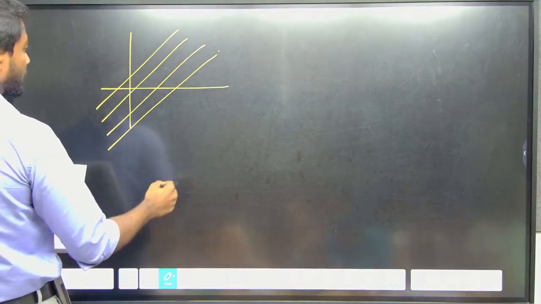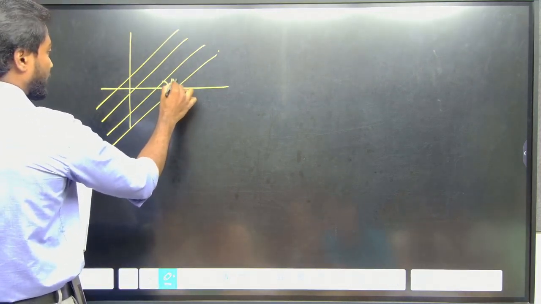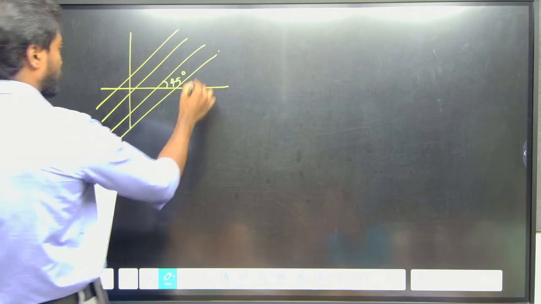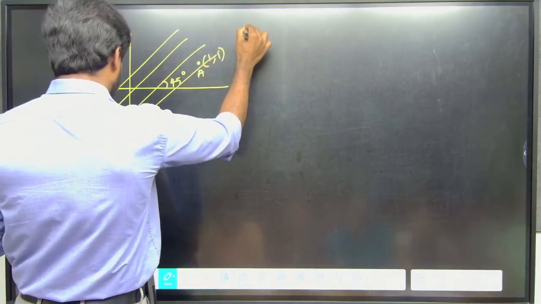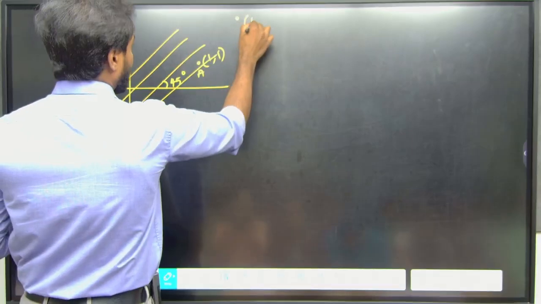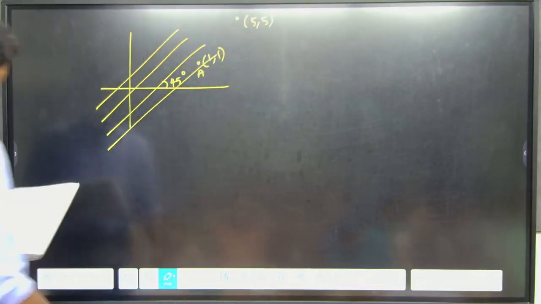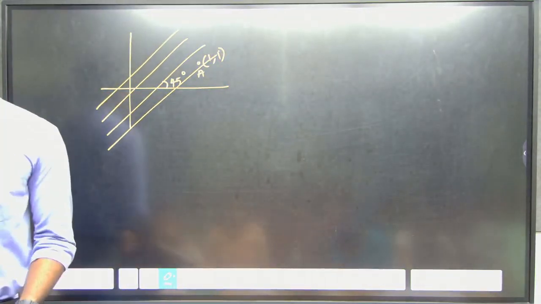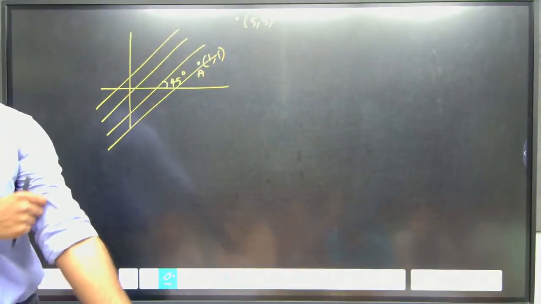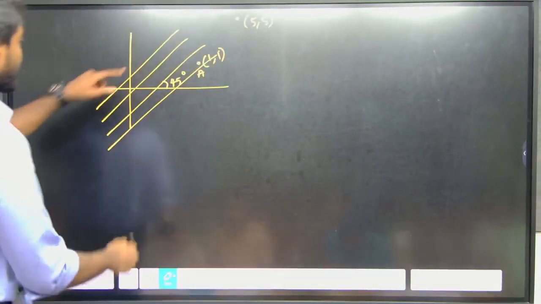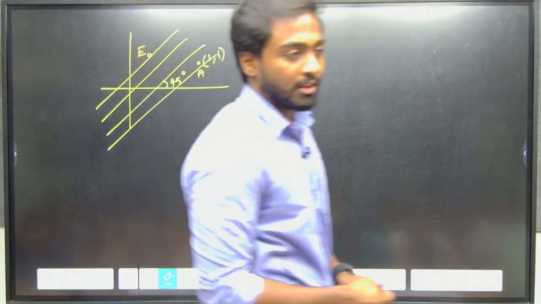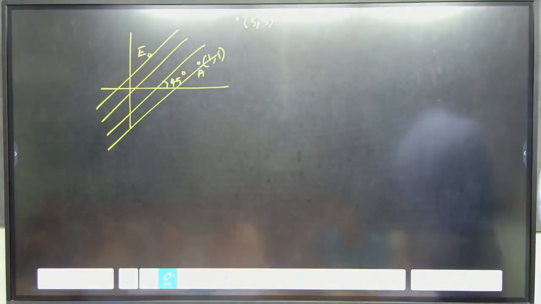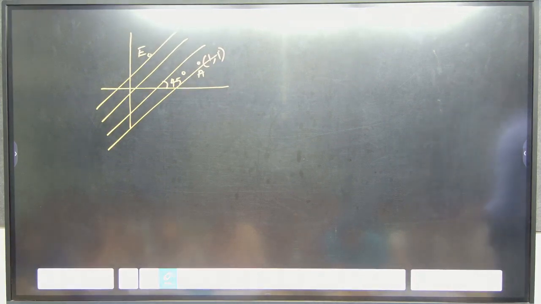So this is my field, the angle made is 45 degrees. The point A is here, which is nothing but (1, 1), and point B is somewhere here, (5, 5). So I need to find the potential difference of these two. The electric field is given as E naught. Okay, I need to find the potential difference.